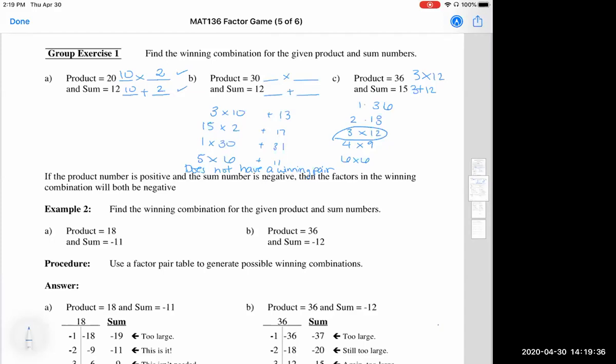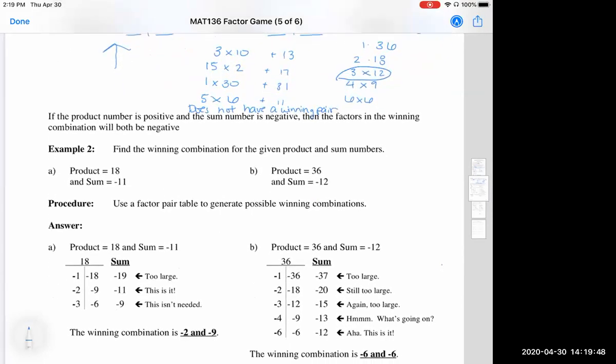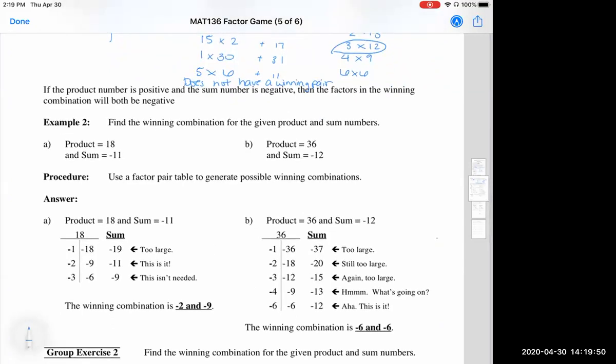Now, sometimes they're pretty easy to notice. Like I think this one was pretty easy to think of. 30, I couldn't think of a pair that would work. When you're unsure, you can make a list, and that's okay. If the product number is positive and the sum number is negative, then the factors in the winning combination will both be negative.